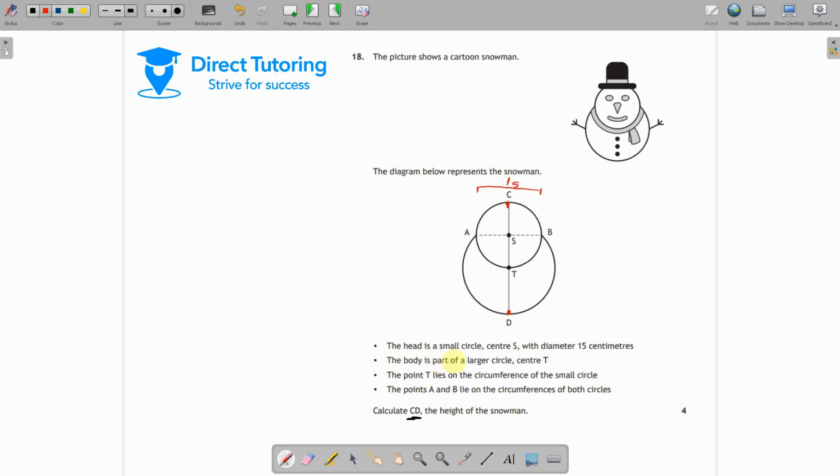The body is part of a larger circle, the centre T. The point T lies on the circumference of the circle, and the points A and B lie on the circumference of both circles. So these are points of intersection.